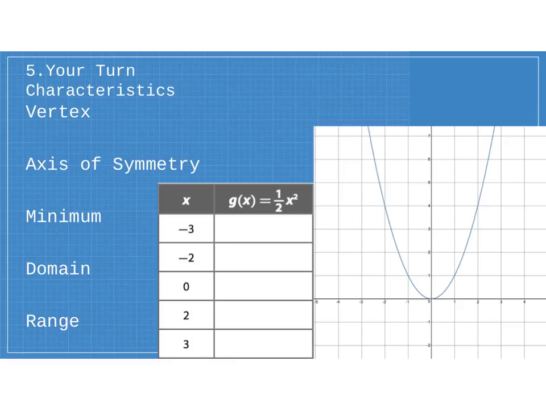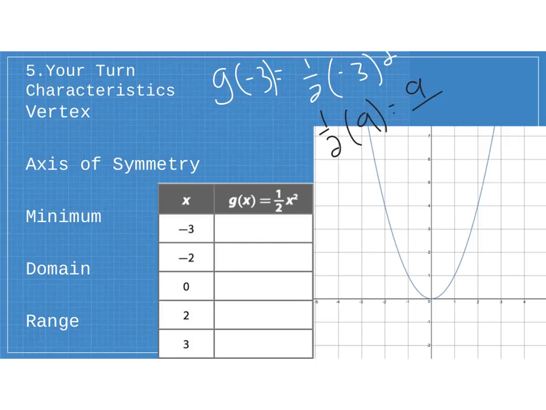All right, so let's see how we do when we plot one here. What we'll do is substitute our x values into our function. So we get g of negative 3 equals 1/2 times negative 3 squared. That gives us 1/2 times 9, and then we multiply that and you get 9/2, which is 4.5.